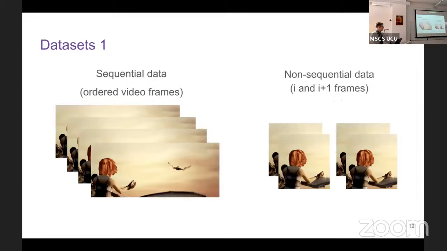For our hidden state performance system, we are looking to use sequential data, and our data sets are split into two categories: sequential data and non-sequential data. Sequential data includes all frames from the video, but such frames are ordered, so we are processing this chunk in one row. Non-sequential data is just an image pair, which has positions in the original video frames I and I plus one.